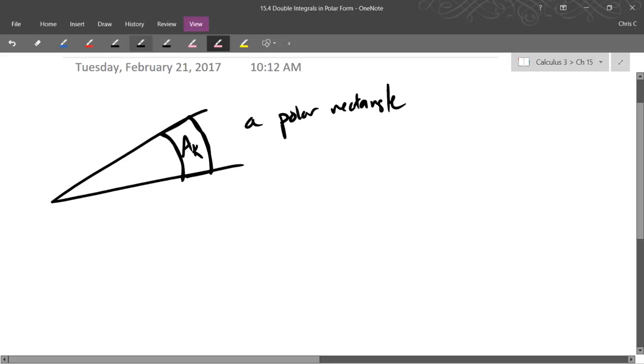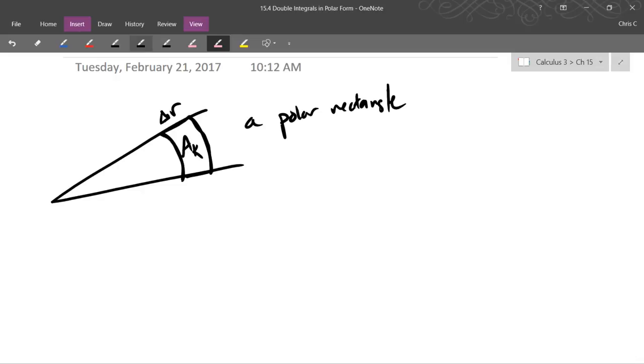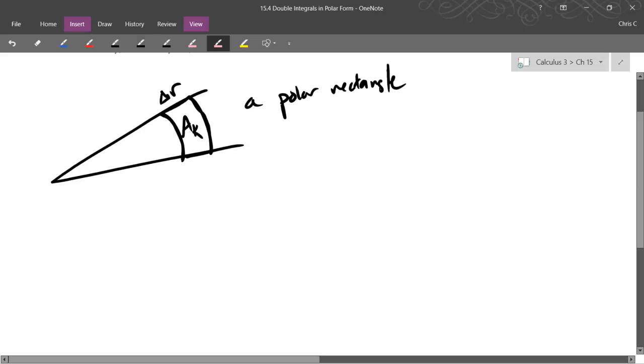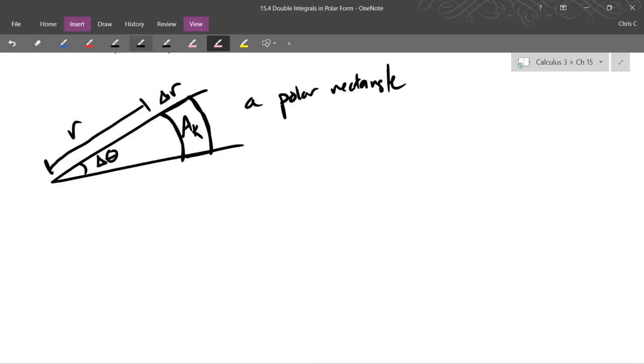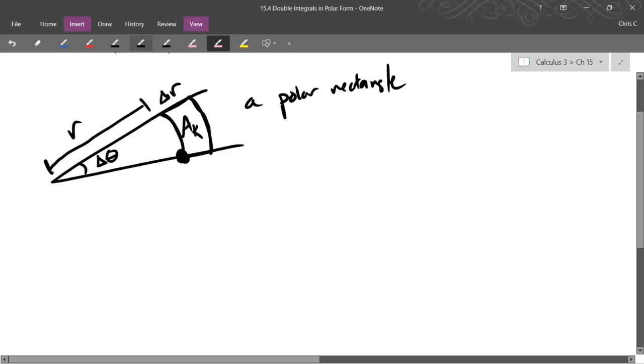So we're going to need some measurements here. We are also going to assume that delta R is very small. I drew it way wider than it's going to be. So we're going to assume delta R is super small. So we have delta R. This measurement right here is going to be R. The angle measurement we take is going to be delta theta. And if we need it, the coordinates of this point are going to be R, comma, theta. We're in polar coordinates, so R is the first coordinate, theta is the second coordinate. So that single point will be R theta.